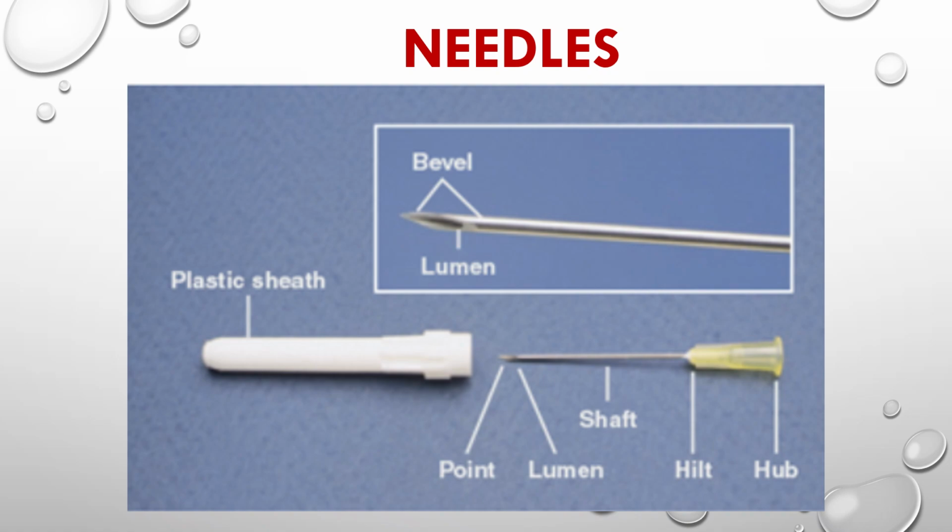And then this is just showing some of the different needles that we can have. So of course the plastic sheath. At the very tip of that is what we call the bevel, where it's opened there, and then the inner opening is called the lumen, with our point there, and then the hub is actually where it's attaching to the syringe.